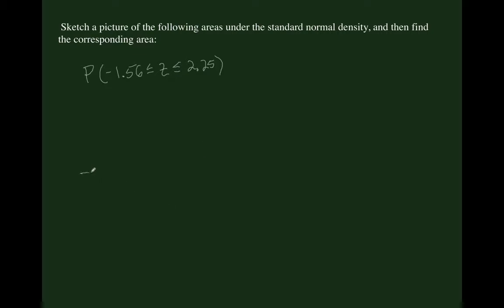And keep in mind that we're thinking about probability in terms of relative frequencies. So in a way, we could think, well, if we sampled these z values randomly from this distribution, what proportion of the time would we get a z value between negative 1.56 and 2.25? So the first part of the problem is to draw a sketch.